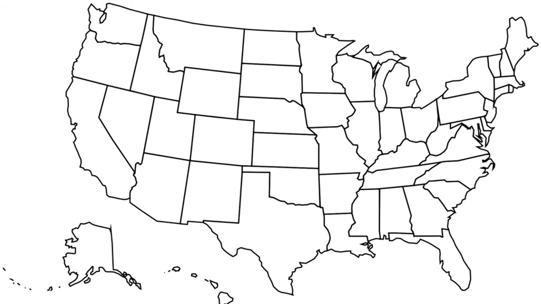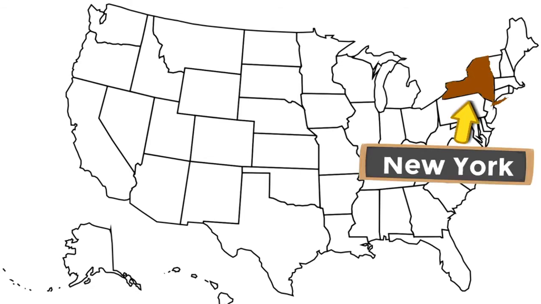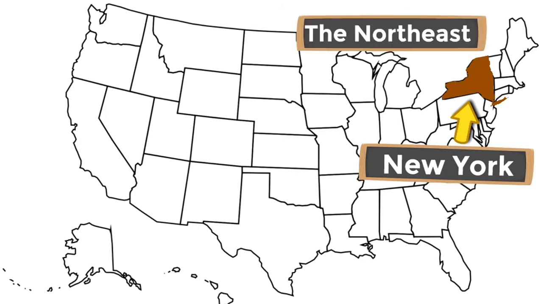Here is a United States map. Now we are on this map in the state of New York. The state of New York is right here. It's in the region of the United States called the Northeast. We are gonna take a closer look at everything that surrounds the state of New York.